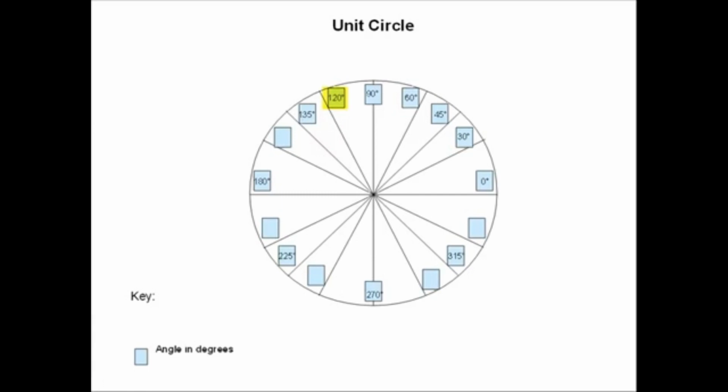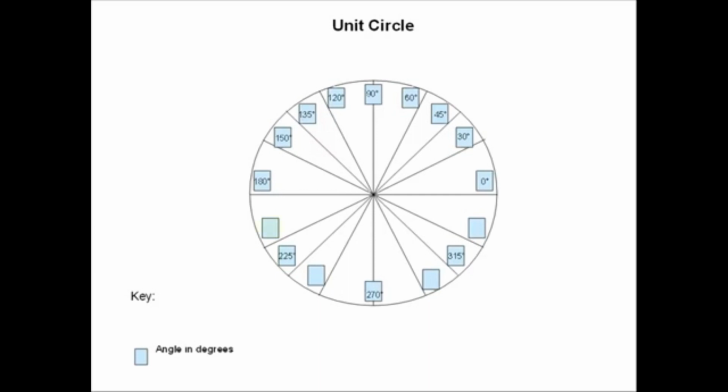Let's see, 120 degrees. That's 30 degrees off of 90 degrees, and that would give us a reference angle of, let's see, 180 minus 120. That would be a reference angle of 60 degrees. The other angle in this quadrant would be 150 degrees. That's an angle with a reference angle of 30 degrees. And we can keep going.